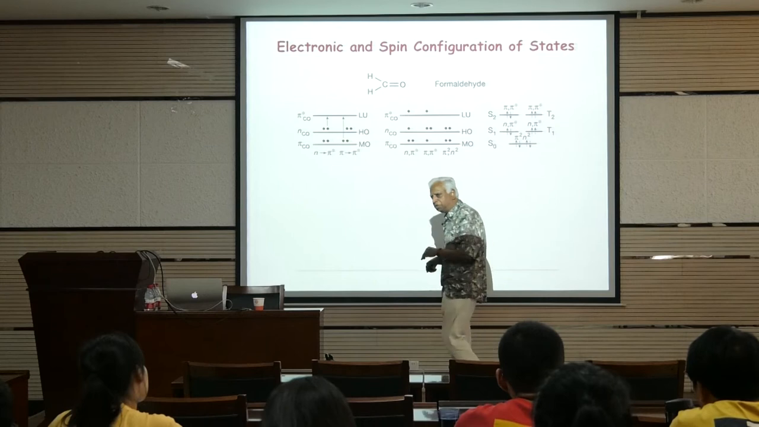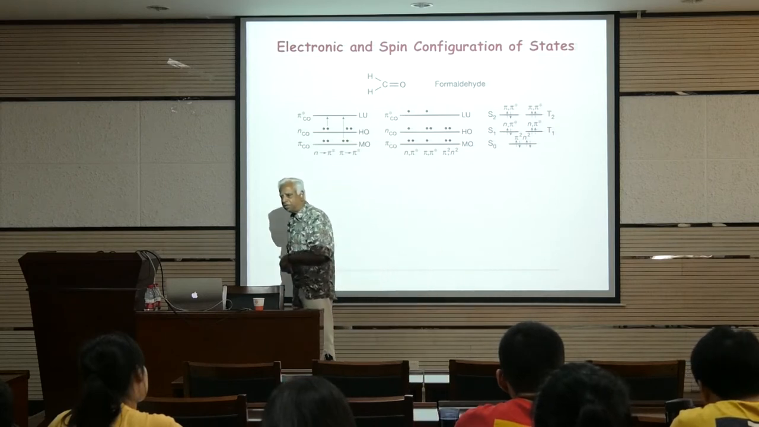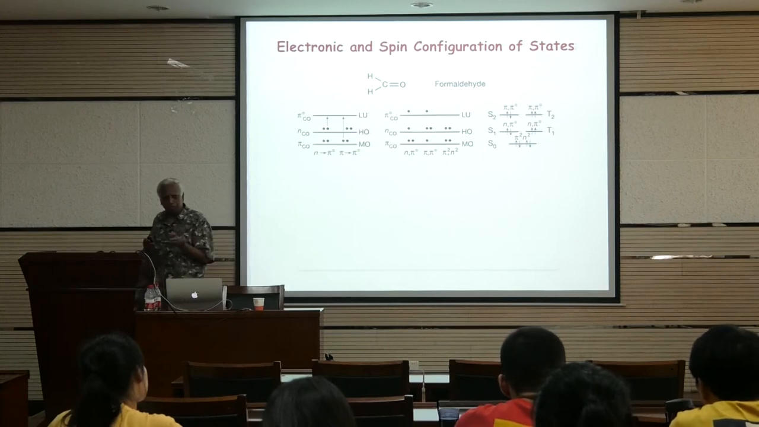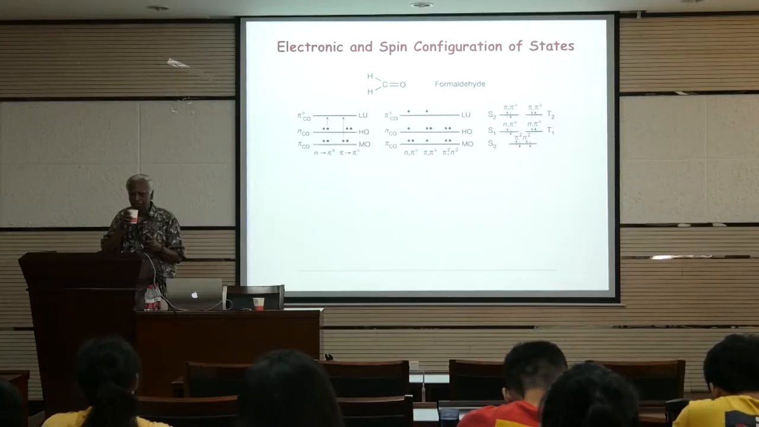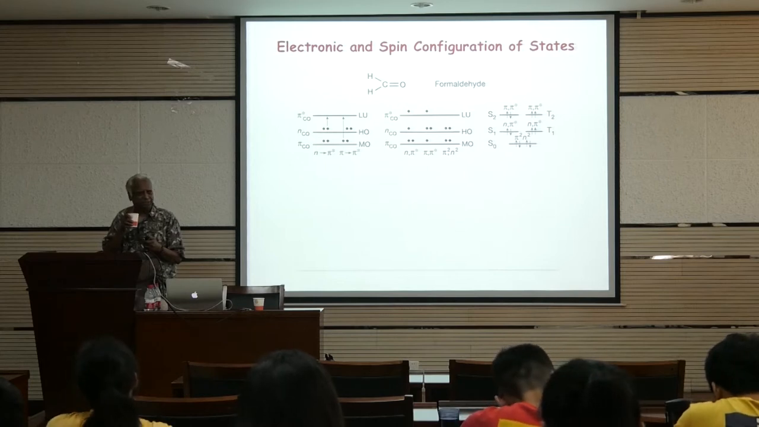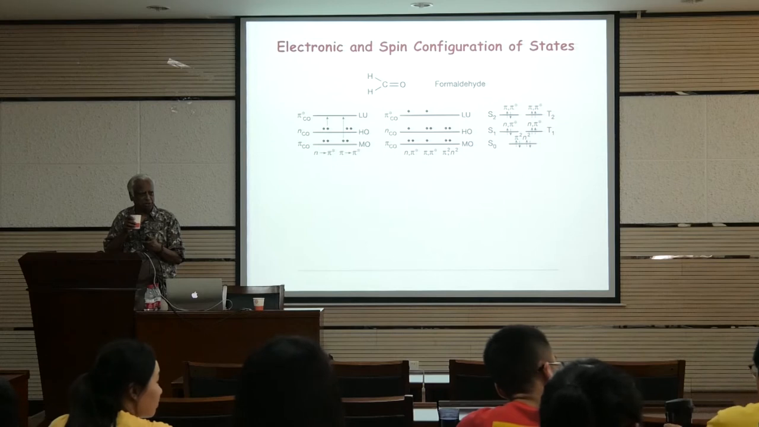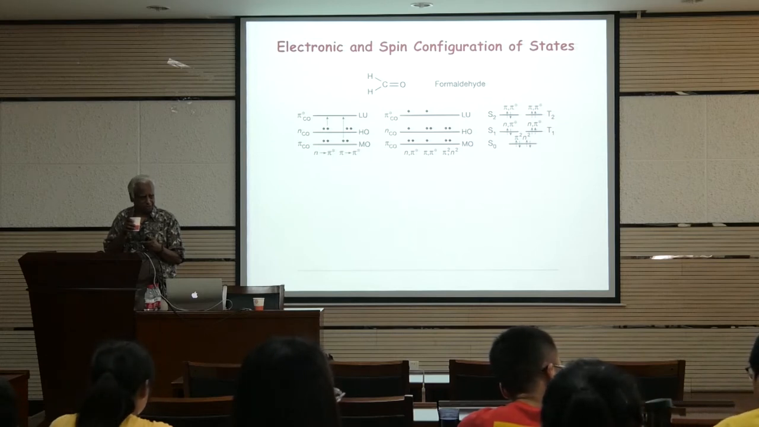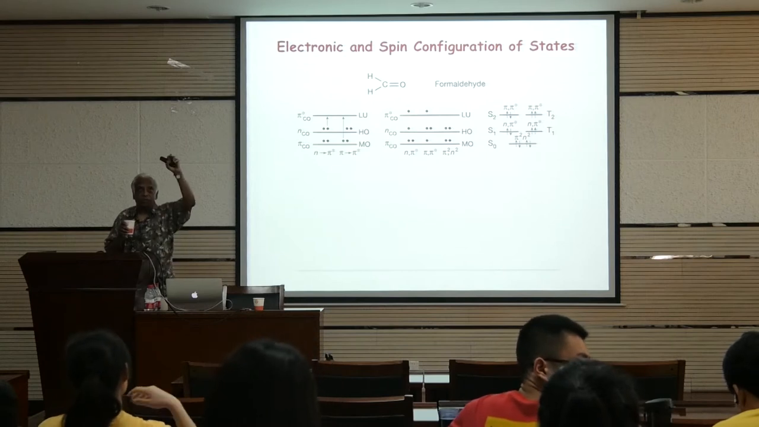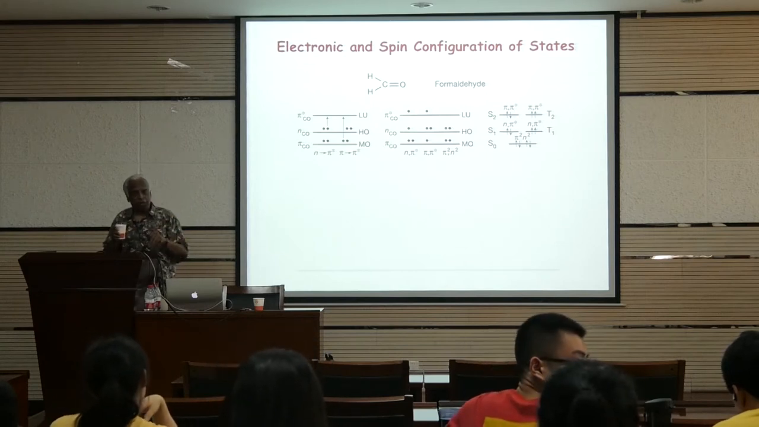So which one is S1? What is the electronic configuration for the first excited state? This is the question. Is it n to pi star or pi to pi star? What is the answer? Pi to pi star. Pi to pi star. That is the first excited state. Ground state, first floor, second floor. Okay. So which one is closer? We have ground state, ground floor, first floor, second floor.